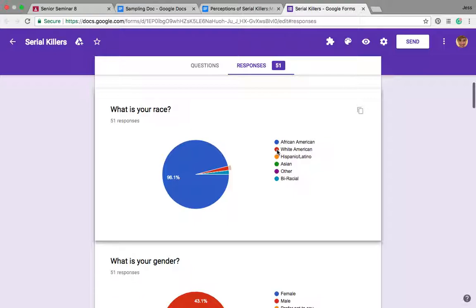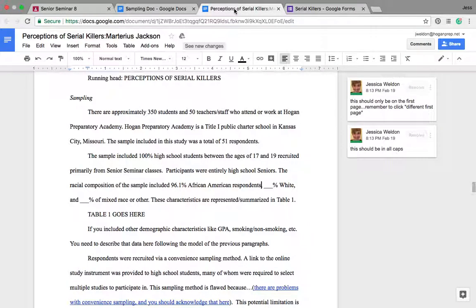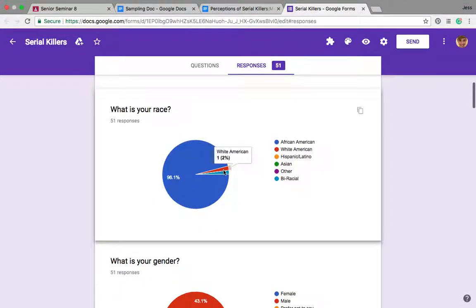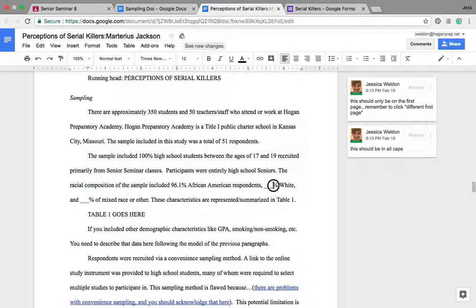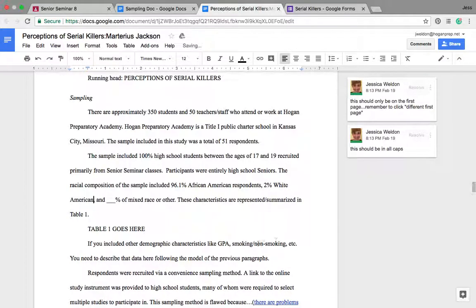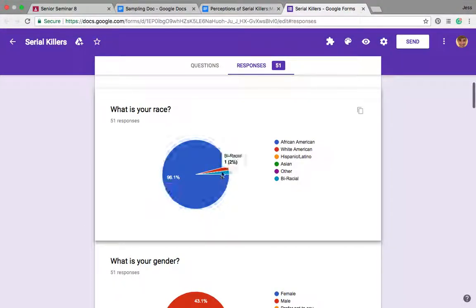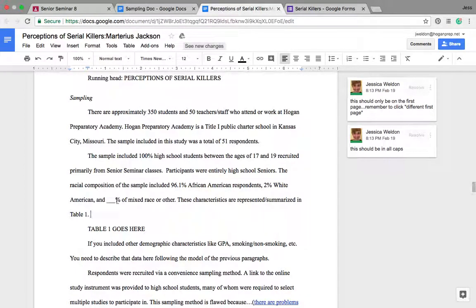1 white American. I feel like that was me. Oh, I forgot to look at the percent. 2%. Okay. 2% white American. I don't know why we included the word American there, but you know, we're gonna roll with it. And then 1 person reported that they were biracial. So, 2% of respondents were biracial.